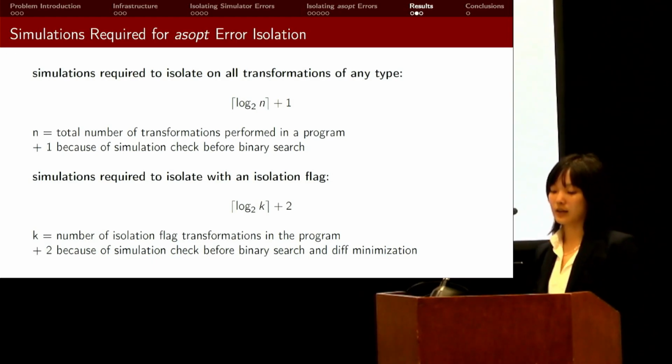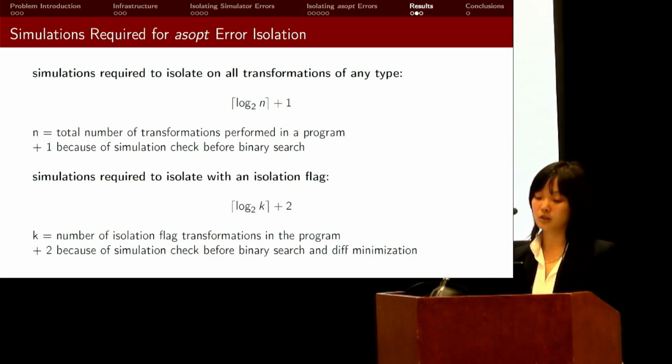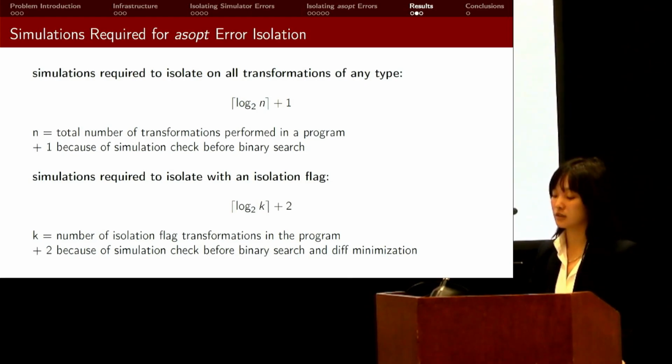Now the second way is the simulations required to isolate with an isolation flag. This is the ceiling of log base 2 of k plus 2, where k is the number of isolation flag transformations within the program, and plus 2 is because of a simulation check before binary search and diff minimization. So diff minimization is a feature of ASOPT-ISO that I haven't referenced prior, but it's something that is used to increase the precision of the isolator results.